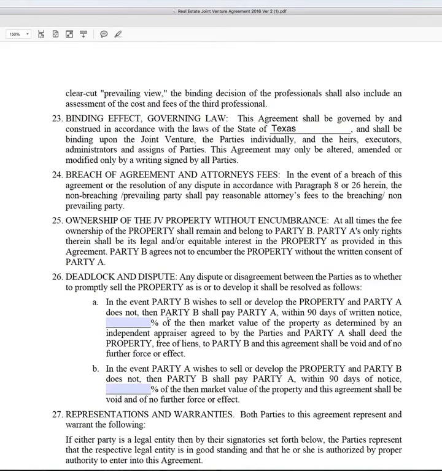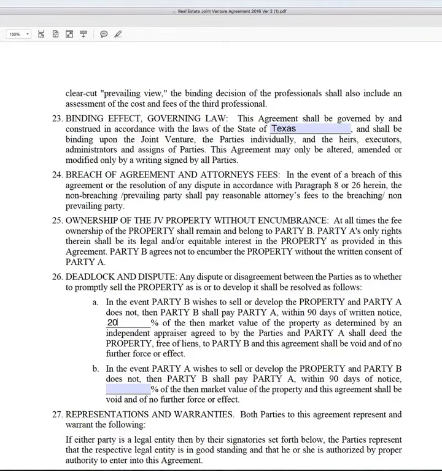So in the event Party B wishes to sell or develop the property, and Party A does not, then Party B shall pay Party A within 90 days of written notice X% of the then fair market value of the property. All right, so this is a situation where Party B is wanting to do something and Party A has decided, I don't want to deal with it anymore. So maybe you put in there that he has to pay him 20% of the fair market value of that property, and that then gets Party A out of the deal.